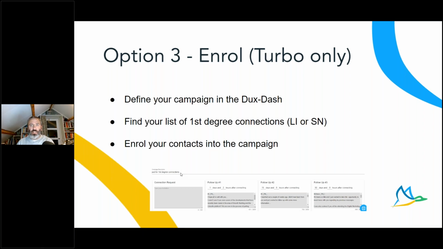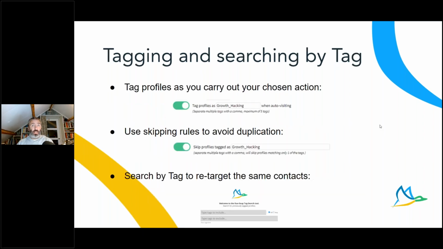So all of these possibilities help to broaden the chances of you engaging positively with your existing first degree network. And as we're doing all of this, of course, we tag. We use the Dux-Soup tagging options to make sure that we've got traceability. So we would tag the profiles as you send out those messages or carry out those visits. Use the skipping rules to avoid duplication. You can also use the history skipper to make sure you don't accidentally visit the same profiles again and again and again. And then you've got the search by tag to retarget the same contact potentially.